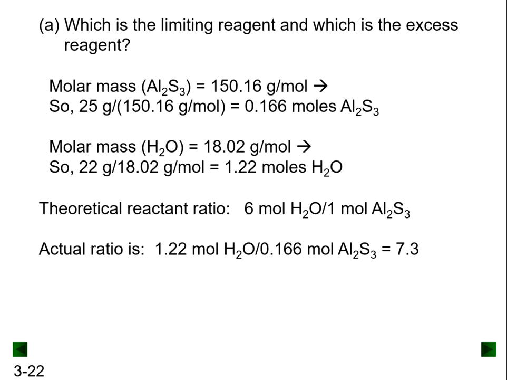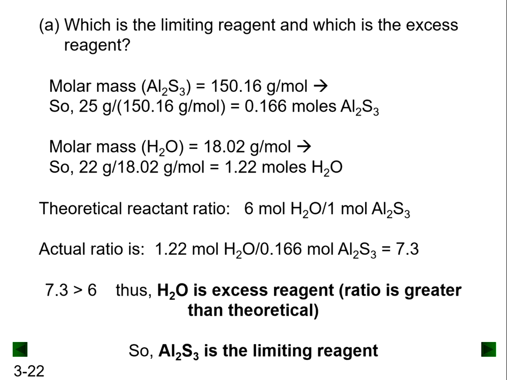The actual ratio is 1.22 moles of water to 0.166 moles of aluminum sulfide. If you do that mathematical operation, you see that we have a number of 7.3. That is, the actual ratio is 7.3 moles of water to 1 mole of aluminum sulfide. So what does that tell us? Well, that 7.3 is greater than 6. Therefore, the numerator is larger than the theoretical value. The ratio is greater than the theoretical value, so water is the excess reagent. Aluminum sulfide is the limiting reagent.